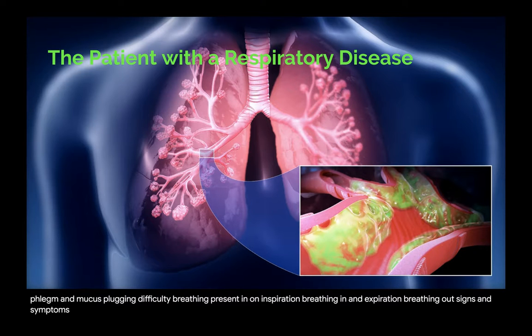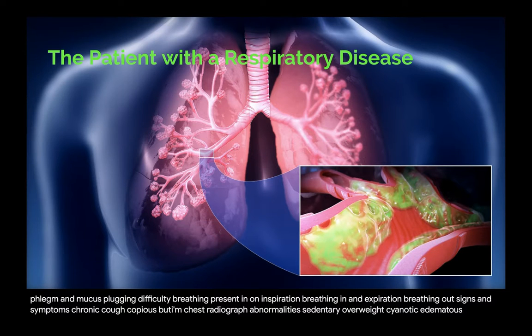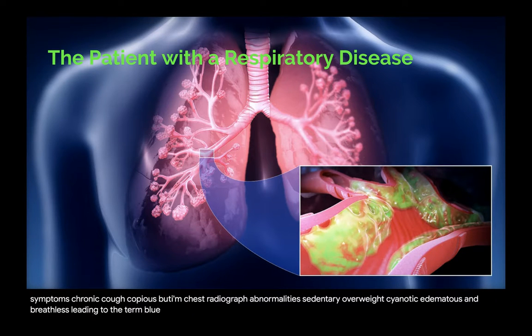Signs and symptoms: chronic cough, copious sputum, chest radiograph abnormalities; the patient is sedentary, overweight, cyanotic, edematous, and breathless, leading to the term blue bloater. Emphysema. The etiology.